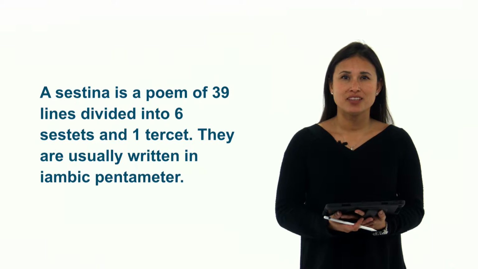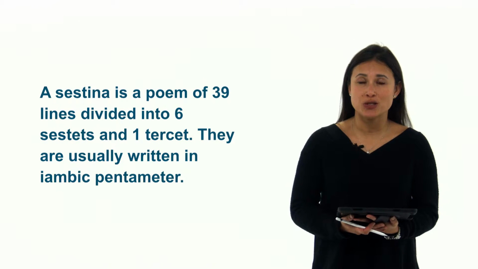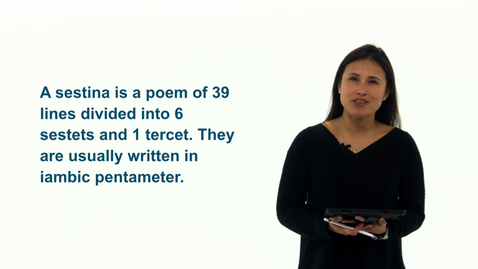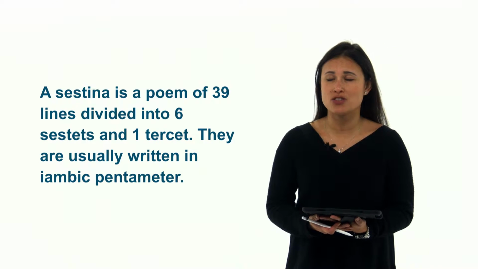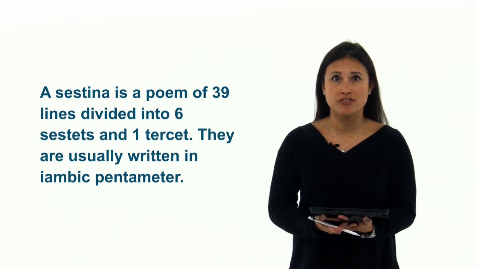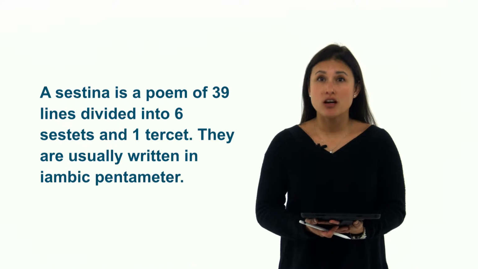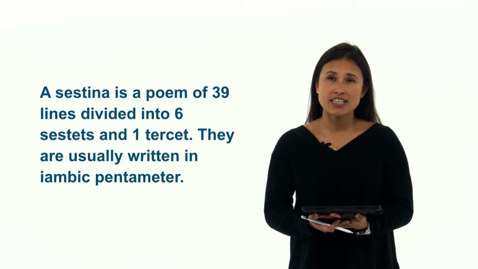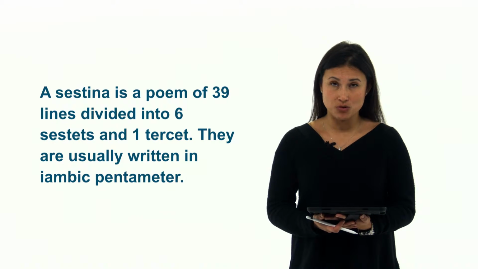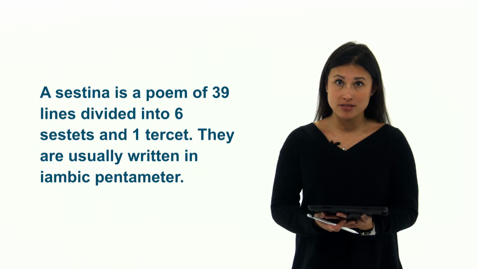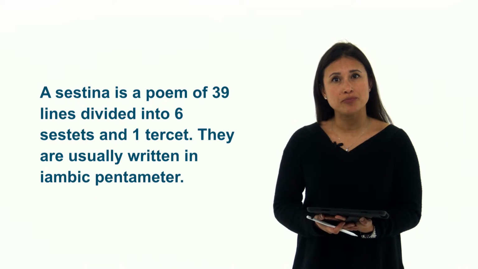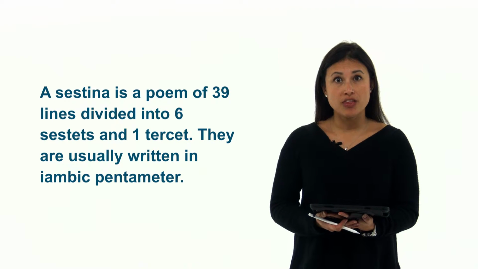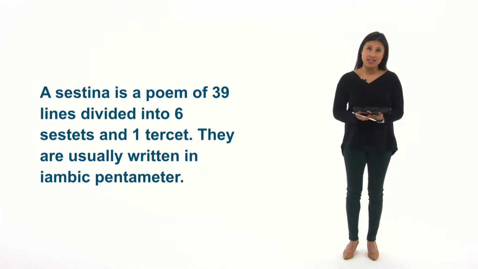The Sestina. The Sestina is another poem that uses repetition, like the Villanelle, but in a very different way. Its structure is again very rigid, very fixed. This one is longer. A Sestina is a poem of 39 lines, and it's divided into 6 sestets, which you'll remember are 6-line stanzas, and 1 tercet, a 3-line stanza.